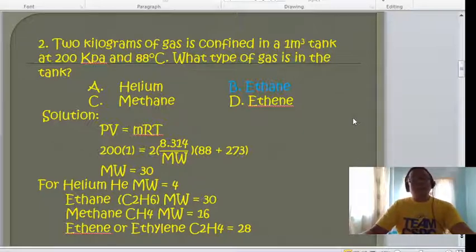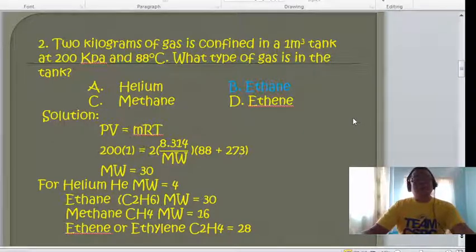Looking now at the value of molecular weight for helium. In the previous example, the value of the molecular weight of helium is 4, which is wrong now. Ethane is in the form of C2H6. What is C2? C is carbon. Carbon is 12, multiplied by 2 is 24, plus 6. Molecular weight is 30, which is now the correct answer.